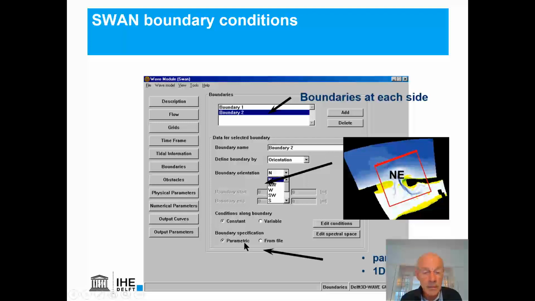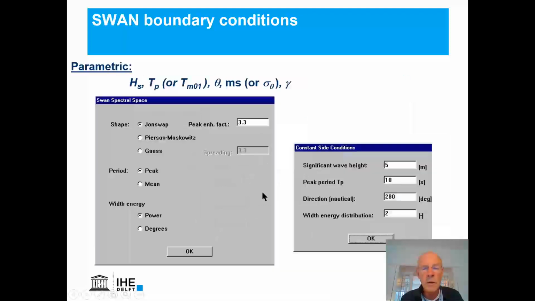And we define them usually as parametric boundary conditions. And that is then through a significant wave height, a peak period, a nautical direction, and the width of the energy distribution.